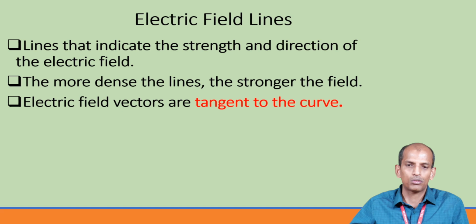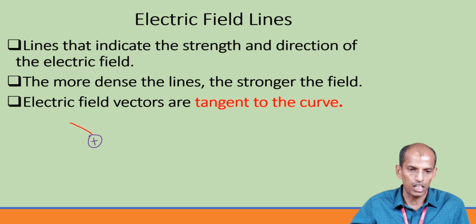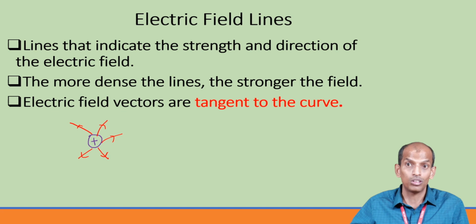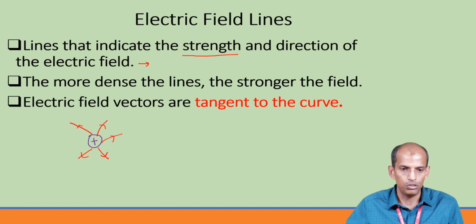There is another concept of the electric field lines. So what does this electric field line show? Electric field lines basically show the strength of the electric field. For example, if I'm taking a positive charge here, we know that electric lines of force for a positive charge go away from the charge like this. More is the length of line, more is the strength of the field. That's very important. This indicates the strength of the field, and also direction. The more denser is the line, stronger is the field.